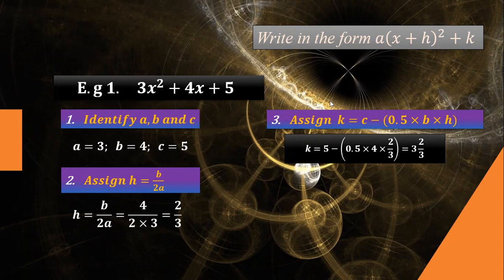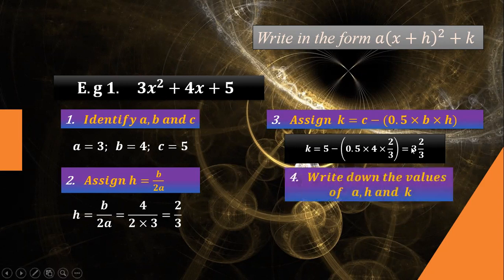All right, so in this case, we will verify that with the calculator, you should have gotten 3 and 2. When you enter this, write down the values of E, H, and K. E is going to be 3, H is 2/3, and K is 3 over 2/3.